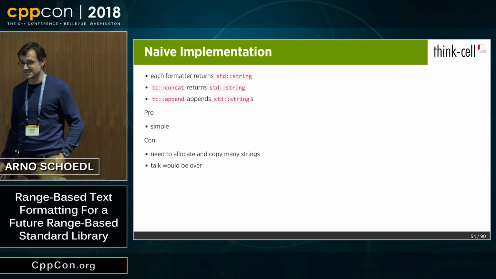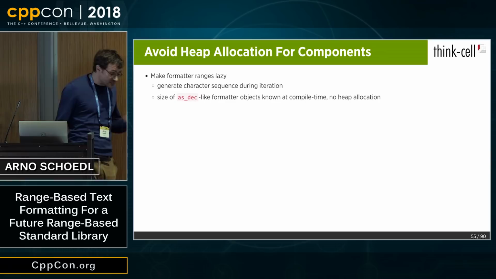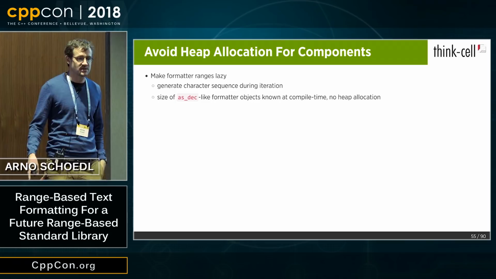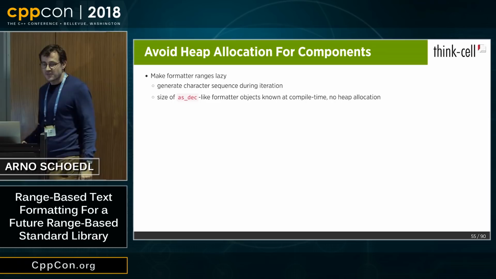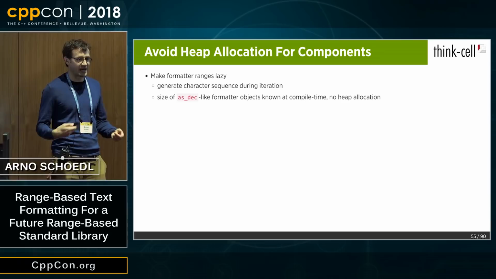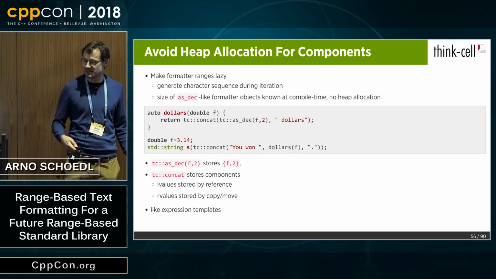Okay, so how do we do it? The first thing we want to do is we don't want to have any heap allocations for the individual components. Before, when we were actually allocating strings, we had to go to the heap for each and every string potentially, and that's quite costly, so you don't want to do it. The thing is, as long as these SDEC-like formatters create their character ranges lazily, they actually have a compile-time determined size.